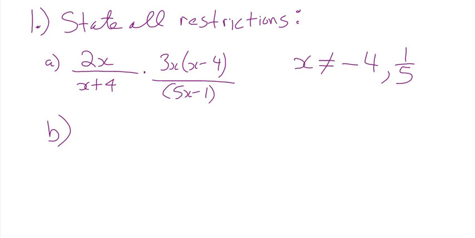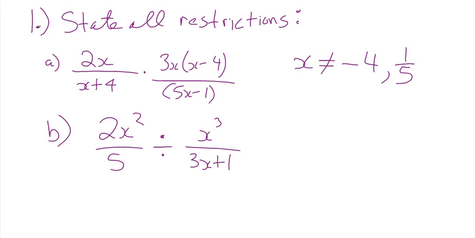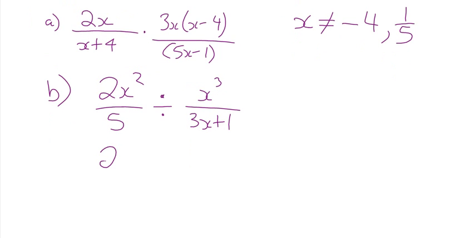But now the game's going to change a little. So 2x squared over 5 divided by x cubed over 3x plus 1. Okay, what's the first step in division? Multiply by the reciprocal, right? So we're going to change this from a division to a multiplication. So it's times what?